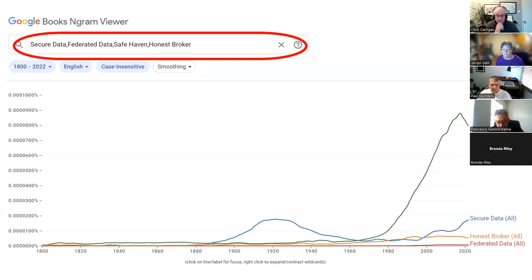Honest broker seems to have been going back a long time as well, but less in terms of its appearance in publications. And the term federated data has very low usage, really zero usage, right up until coming into the 2000s, where it begins to take effect.